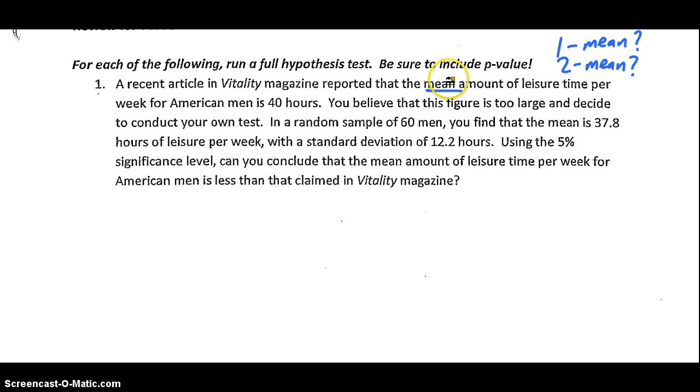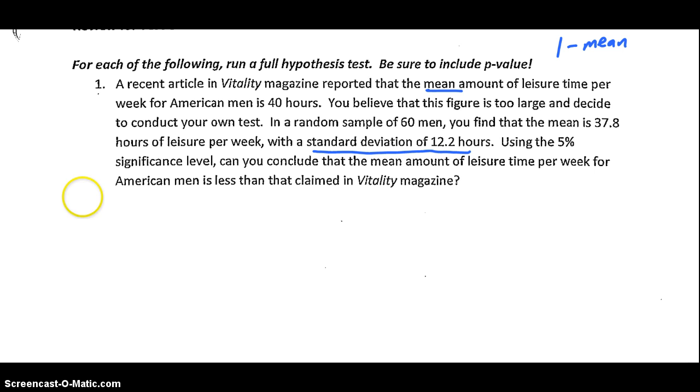You might be tempted to think this is 2 means because there's 2 means that are given, but one of them is the population mean, right? That's the one that the Vitality magazine reported. Really, I think the trick here is look for number of standard deviations. If it's 1 mean, there's only going to be 1 standard deviation given. If it's 2 mean, there's going to be 2. And here, in the whole problem, there's only 1 standard deviation. So that means it is going to be a 1 mean test.